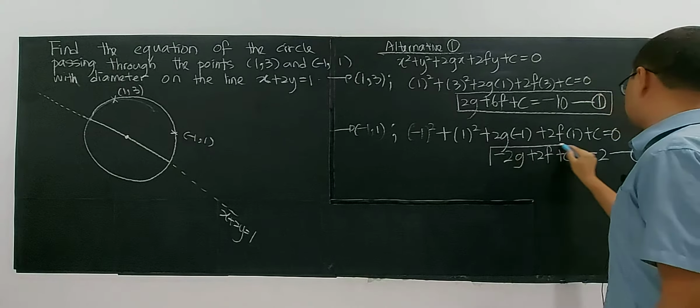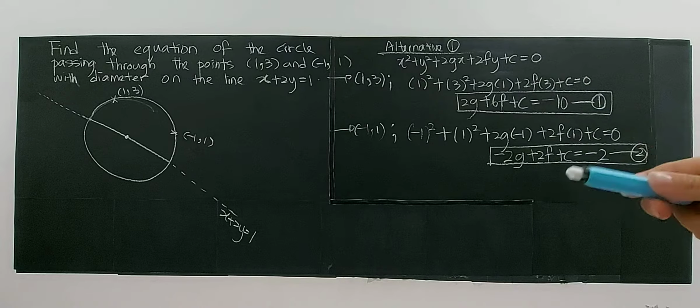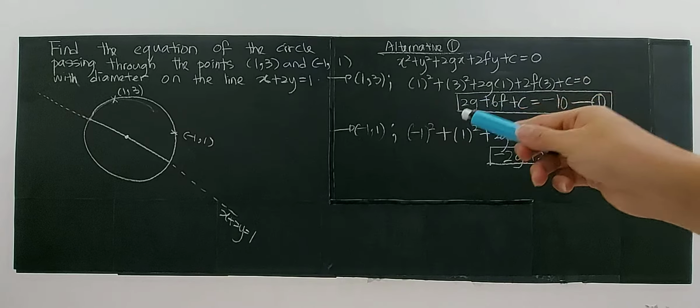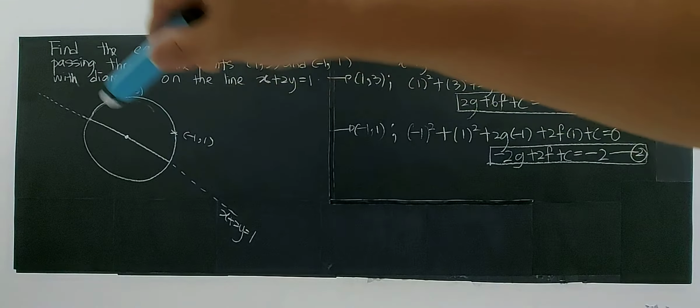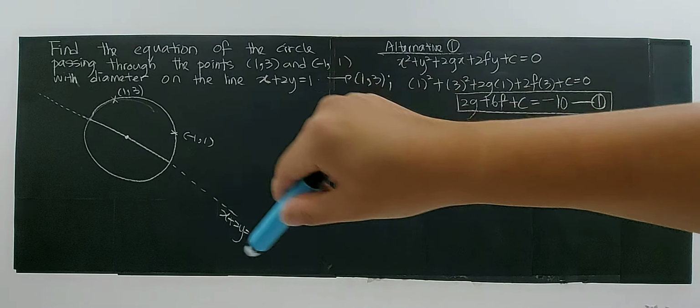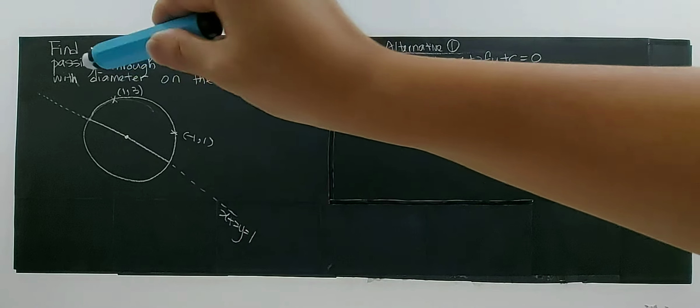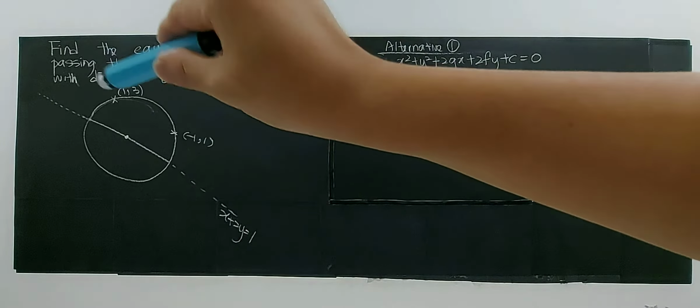So with 2 equations is not enough to get the values of G, F, and C. We need another equation, right? The question already tells you that the diameter is on the line x plus 2y equals 1. So with these 2 pieces of information, we already get 2 equations. You can pause the video and try to think how to get another equation.